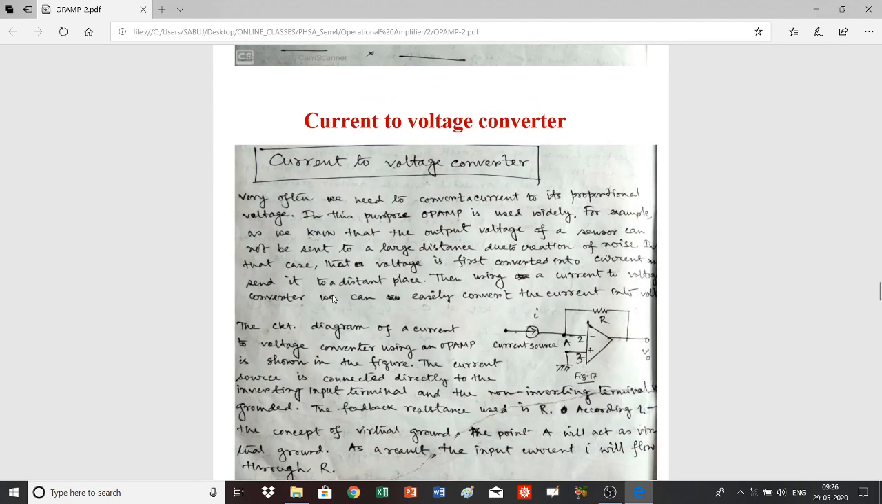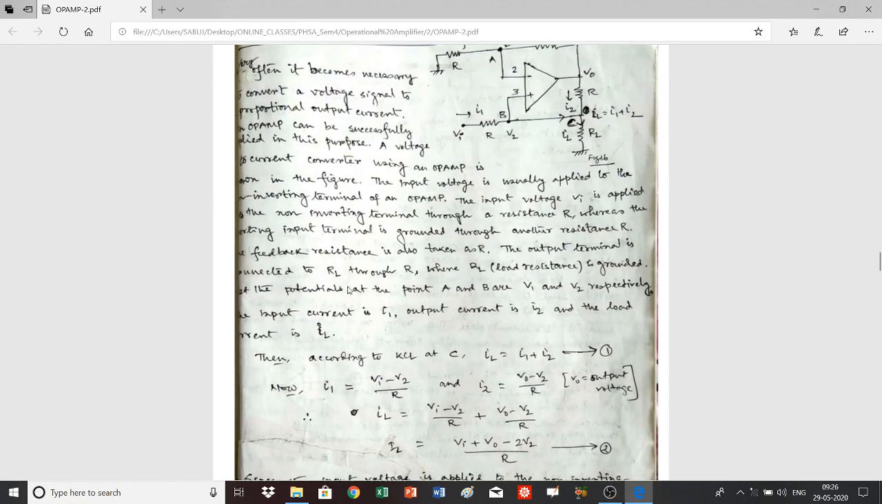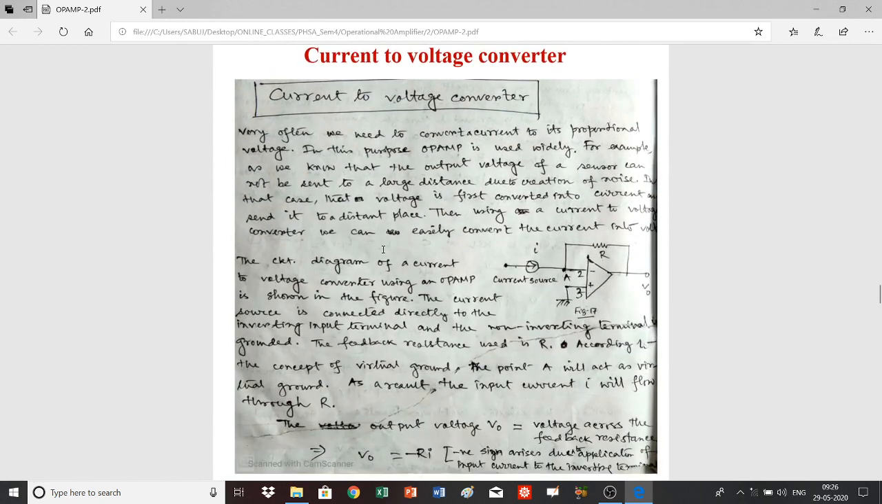Now come to the current to voltage converter. As we discussed in this section, sometimes it is required to convert a voltage to its equivalent current, and vice versa, current to its equivalent voltage. When a device converts an input current to its equivalent voltage, it is called a current to voltage converter, and an op-amp can successfully be used to design a current to voltage converter. Such a circuit arrangement is shown here.